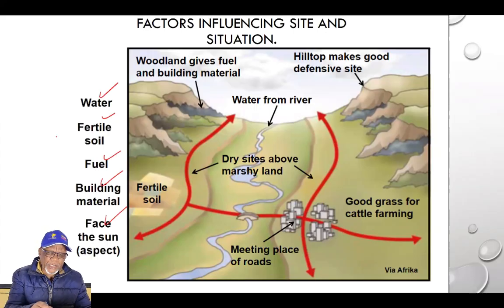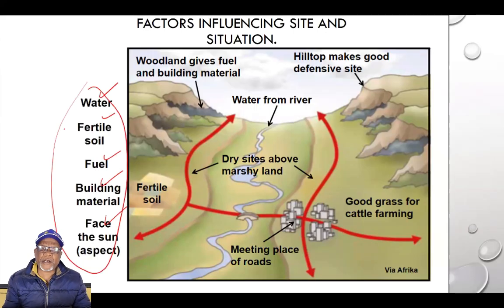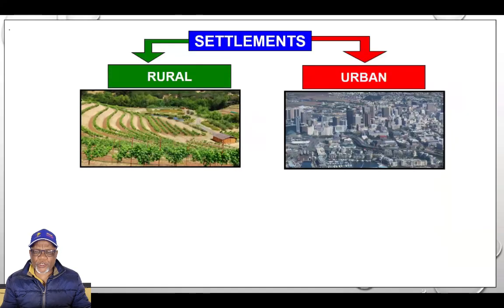However, mentioning them alone is not enough to give you marks. You must be able to explain how water influenced, or what is the importance of water in the existence of a particular settlement. So you must be able to explain the importance of these factors, or how these factors influenced the choice of site. Let's quickly continue with our settlement types.